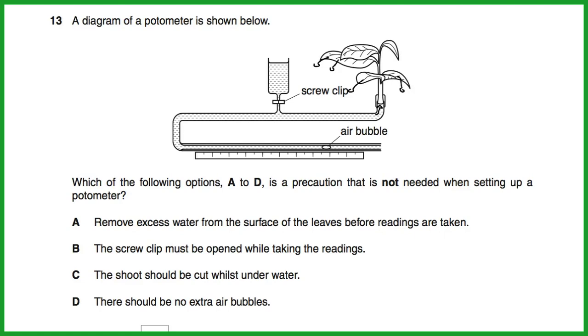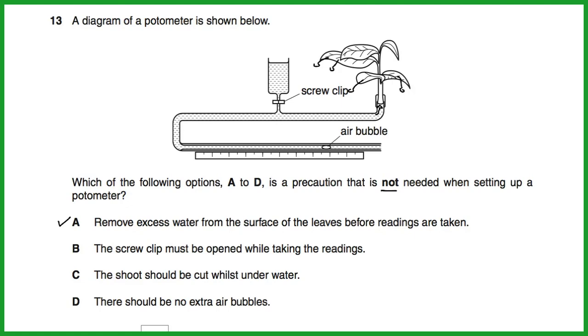Now, which of the following options is a precaution that's not needed when setting up the potometer? Excess water must be removed from the leaves before readings are taken. Well, yes, you definitely want to do that because you wouldn't want the stomata to be blocked by water droplets on the surface of the leaf.